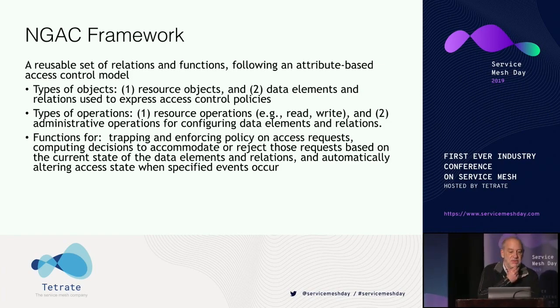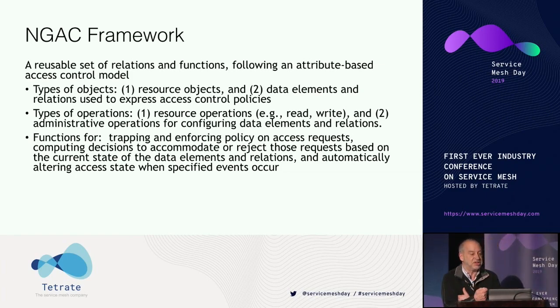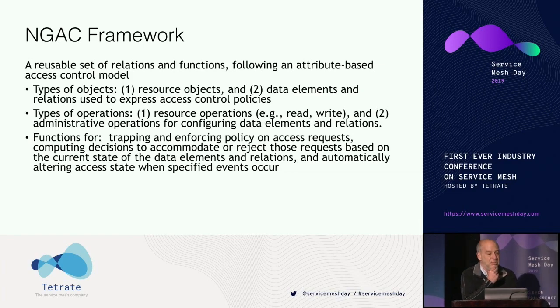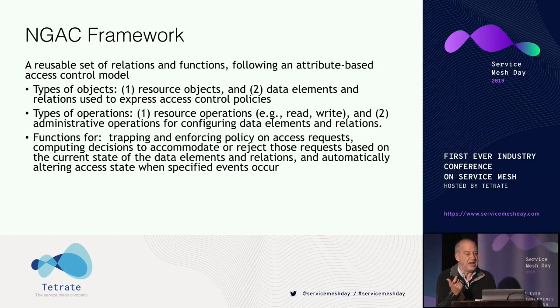So the functional architecture, or the framework, actually comprises a set of relations and a set of functions following an attribute-based access control model. The objects are the targets of access, and they're of two types. There's resource objects that most people think of in access control, but there's also a set of data elements and relations that comprise the access control data, and those are targets of our policy support.